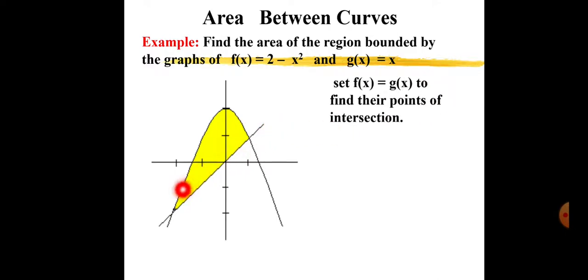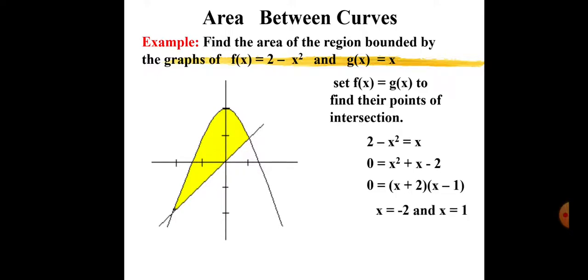So to find the points of intersection here, you have to set f of x equal g of x. So we have 2 minus x squared equals x. Collect all the terms on one side and factorize. So it is clear that the points of intersection are negative 2 and 1 here. So we have to do the integration from negative 2 to 1, the upper curve 2 minus x squared minus the lower line x. Do the integration and you will find that the final answer is 9 over 2.